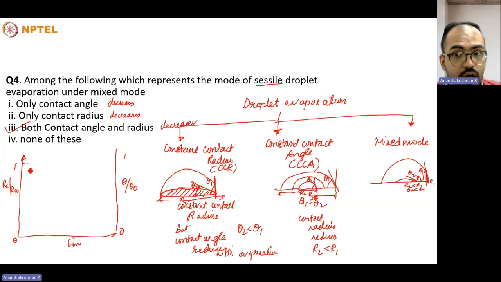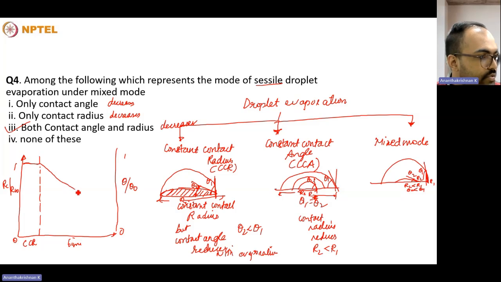Here, the axes go from 0 to 1. The first phase will be a constant contact radius phase, so you can expect this to be somewhere close to horizontal. Then there will be a constant contact angle phase where you expect the radius to go down. And then the last phase is the mixed phase. So this is the R versus R0 ratio.